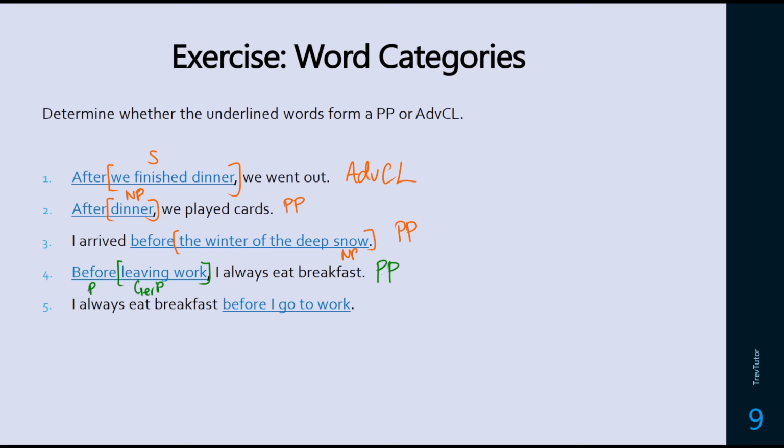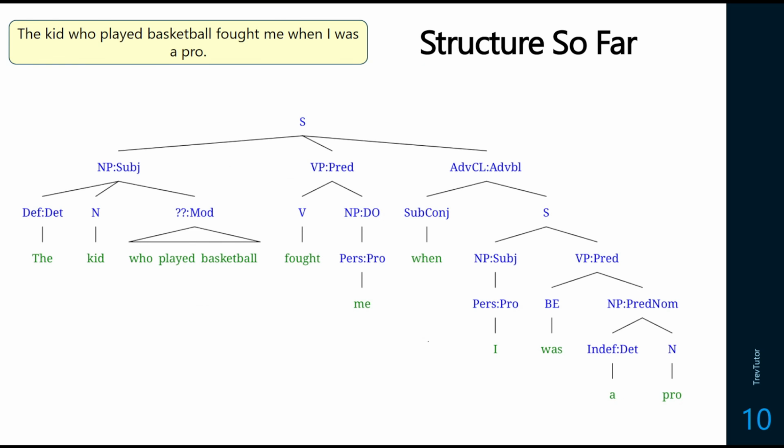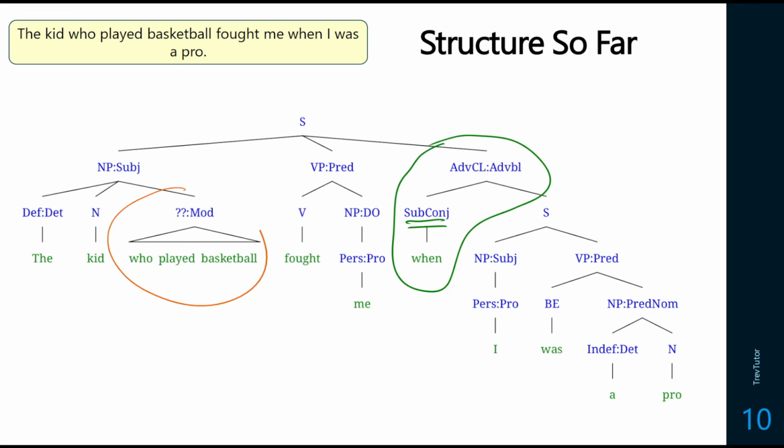And finally, I always eat breakfast before I go to work. I go to work is a sentence. So here we have an adverbial clause. So at this point, we can go back to the structure we originally wanted to determine, and now we see what's happening with when on the right. So we have an adverbial clause, when I was a pro, and that's being headed by this subordinating conjunction when. Now we just need to figure out what's going on with the relative clause, who played a basketball.